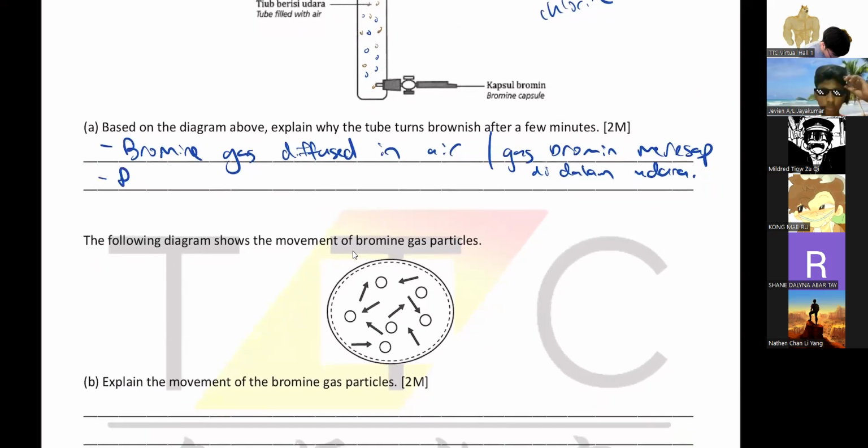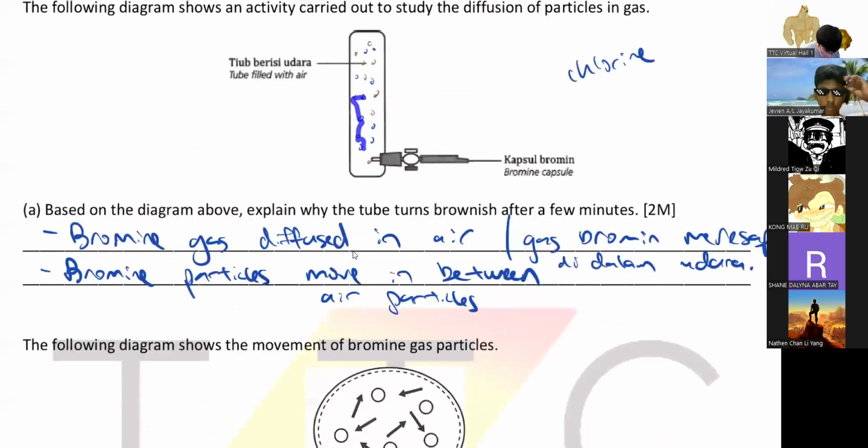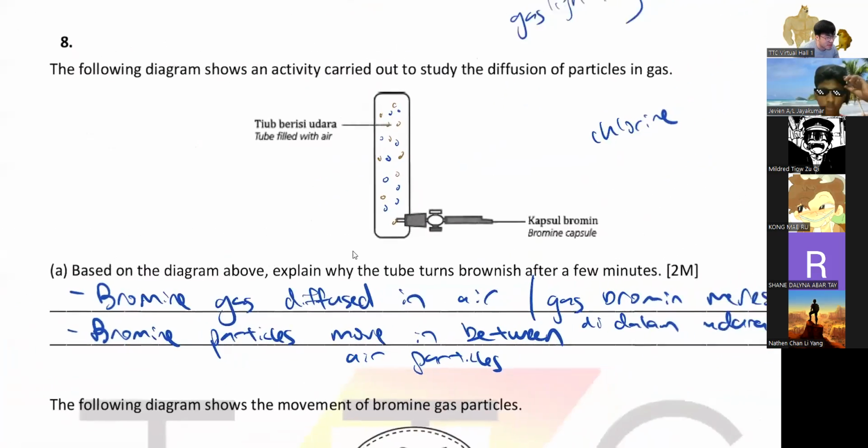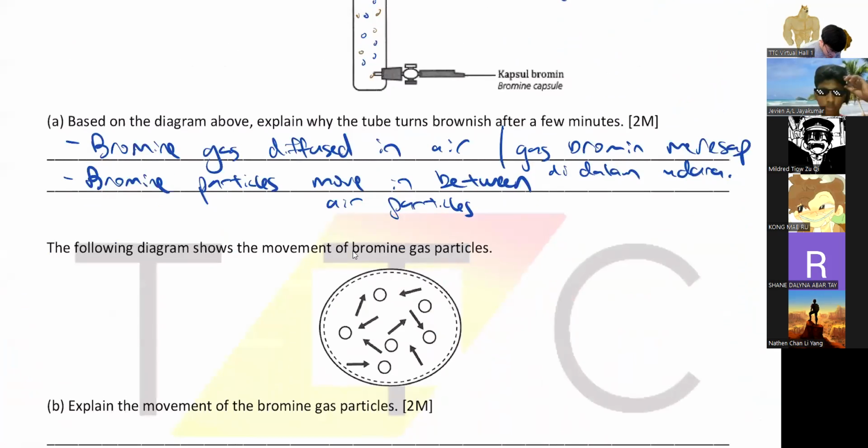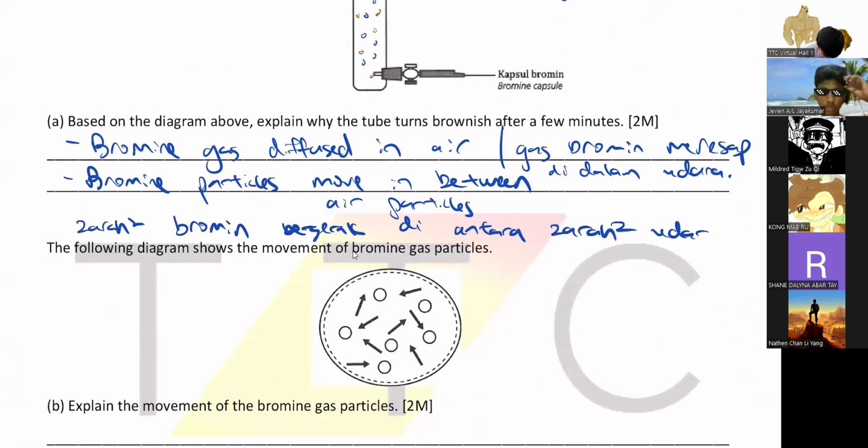All right, so what happens here? Your bromine particles move in between air particles. They spread out in between the air particles. You see the brown and the blue, they spread out in between. So, zarah bromine bergerak di antara zarah udara. Wow, I have to write two languages. This is so tiring. So they spread out. It's like this.